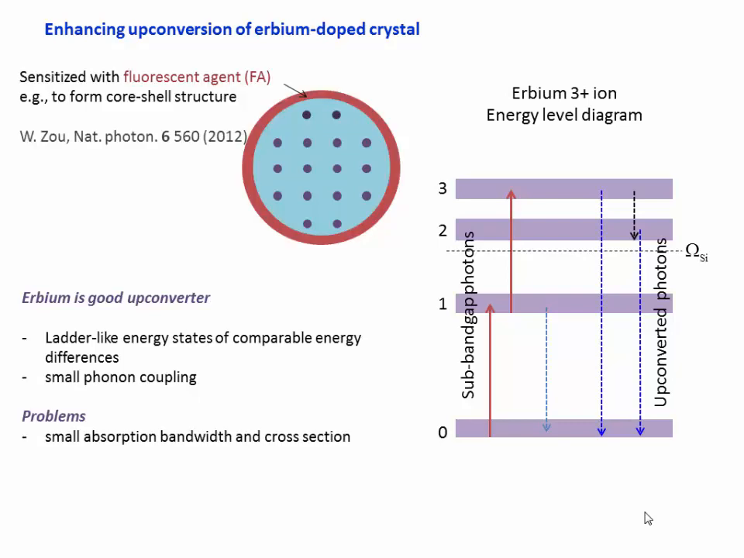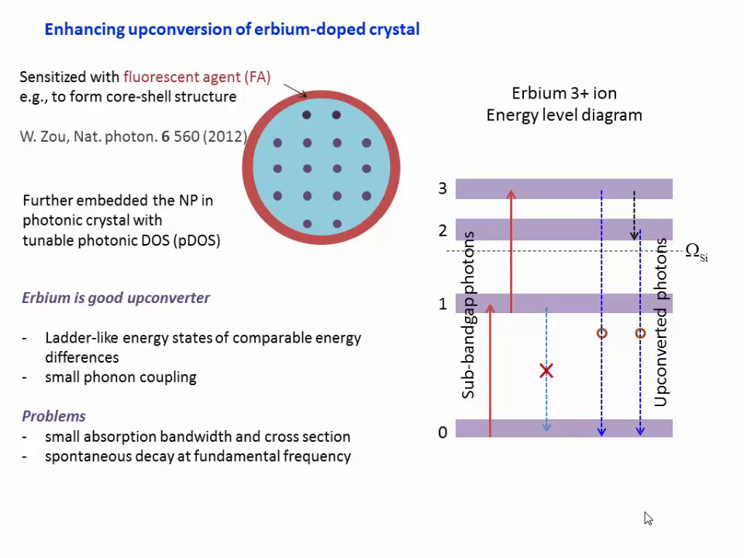However, the absorption strength and the absorption bandwidth of erbium are very narrow. So we can sensitize the erbium with functionalized fluorescent agents to enhance the absorption strength and the bandwidth. As shown in this paper, they demonstrate this enhanced upconversion from 800 nanometers to 500 nanometers using biomolecules.